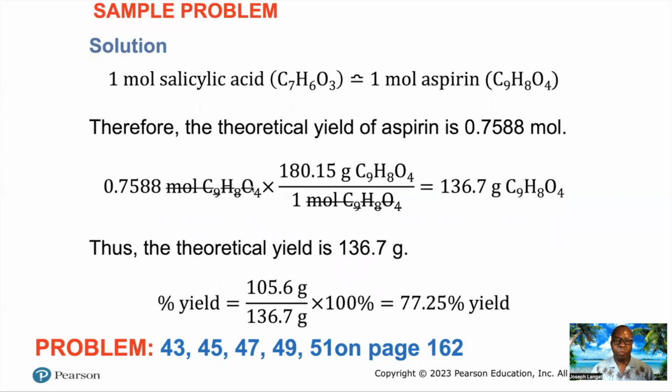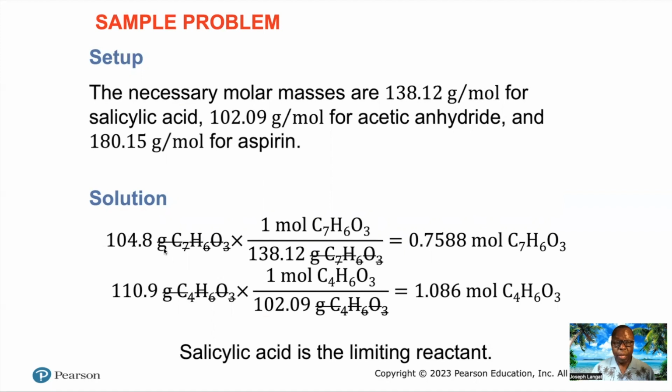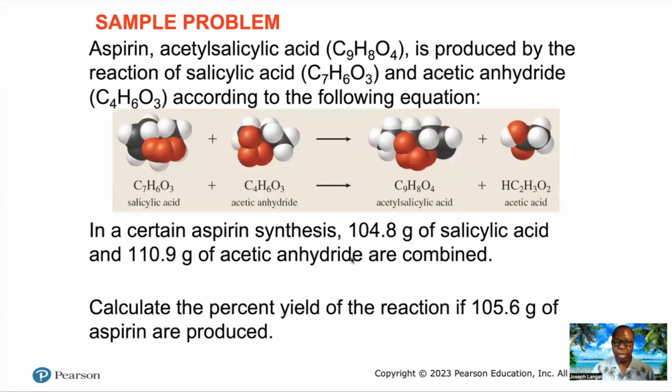0.7588 moles of the desired product, aspirin. This is the molar mass, this is the gram. So if you look at this, why are we saying that? Because the mole ratio is 1, which means the limiting reagent is salicylic acid right here.